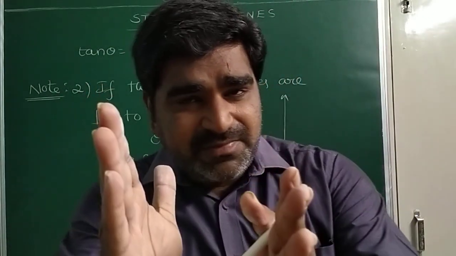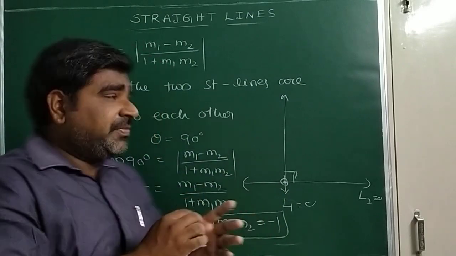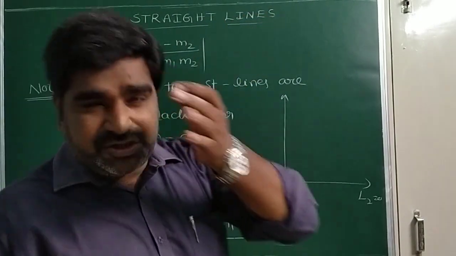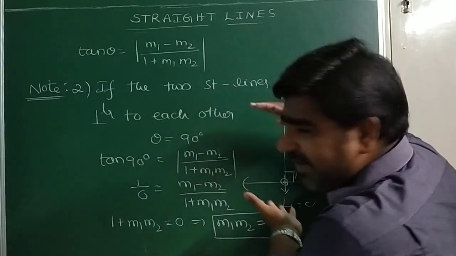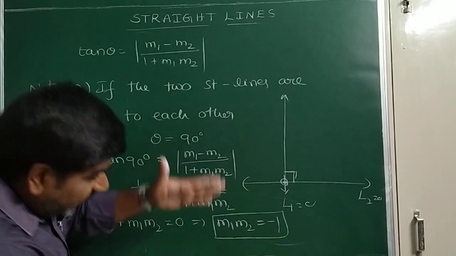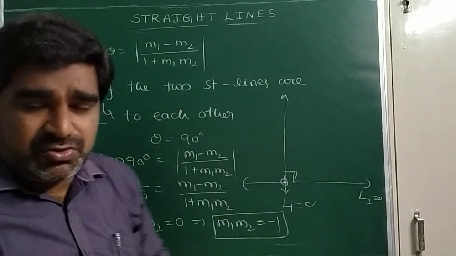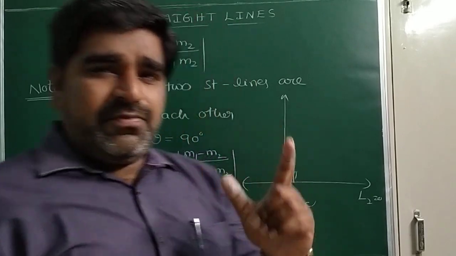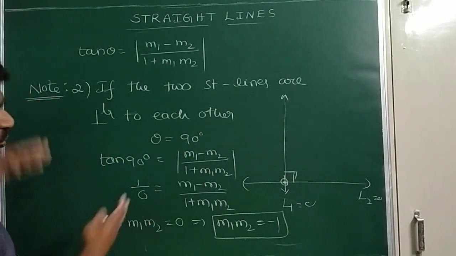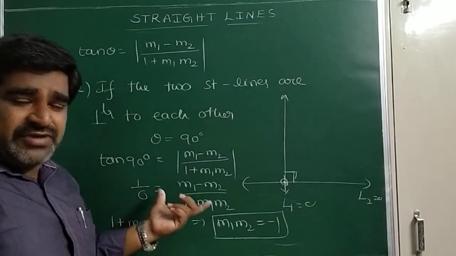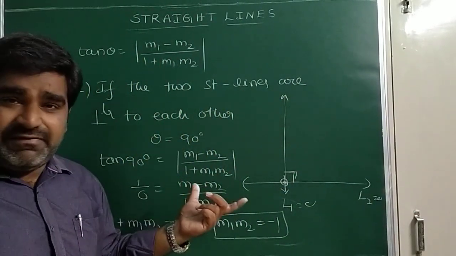If the two straight lines are parallel, then the slopes are equal. If the slopes are equal, then the two lines are parallel to each other. If the two straight lines are perpendicular to each other, then the product of slopes is equal to minus 1. If the product of slopes is equal to minus 1, then the two straight lines are perpendicular to each other. Right? Very important: for this case too, there is an exception case. So that is also very, very important.